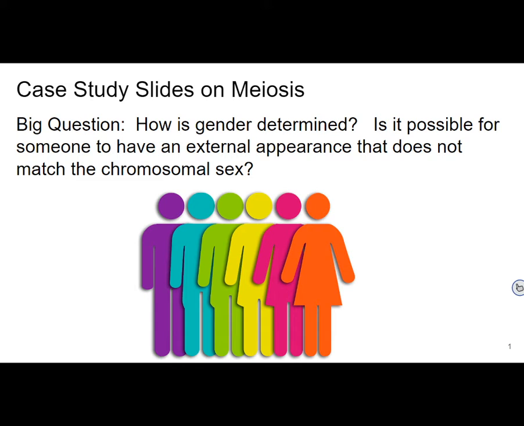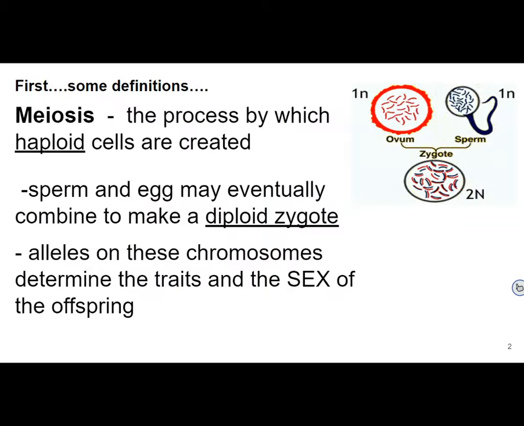Okay, so the case study, the big question is, how is gender determined, which is kind of a hot topic right now. Is it possible for someone to have an external appearance that does not match the chromosomal sex? So is that possible? And we'll walk through and figure out what's going on with meiosis in this process. So first, let's get through some definitions.